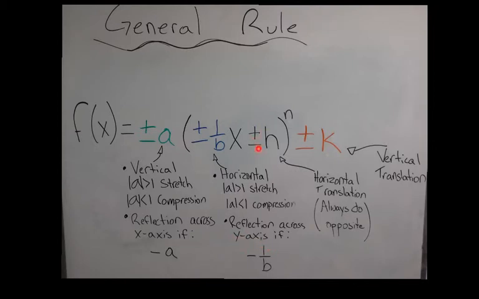H is horizontal translation, and you always do the opposite. And K is your vertical translation. So you just need to know where the numbers go, what to use, and remember the H, you always do the opposite. So let's try a couple of examples of how to transform.